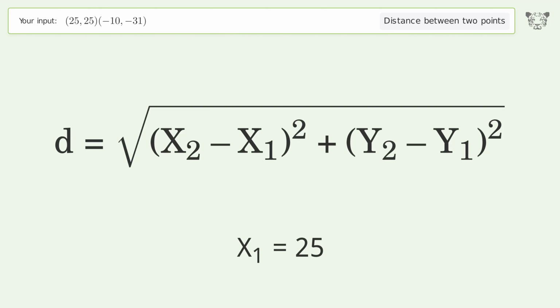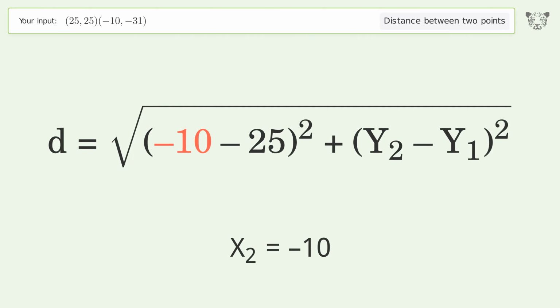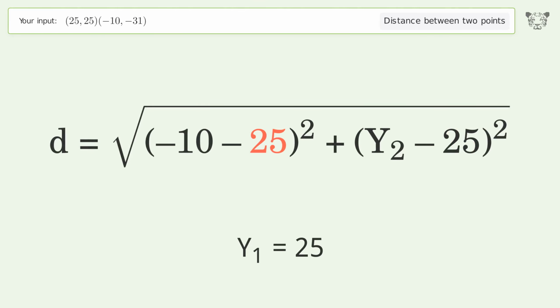x1 equals 25. x2 equals -10. y1 equals 25. y2 equals -31.